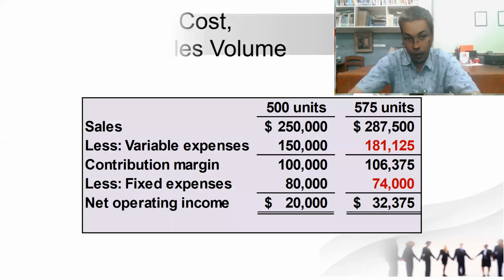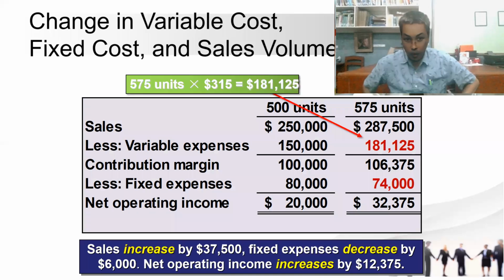Okay, so again, our total sales here is the selling price times 575. So our sales increased by what? 37,500 because our usual selling volume is 500 for $250,000. So we increase our sales.